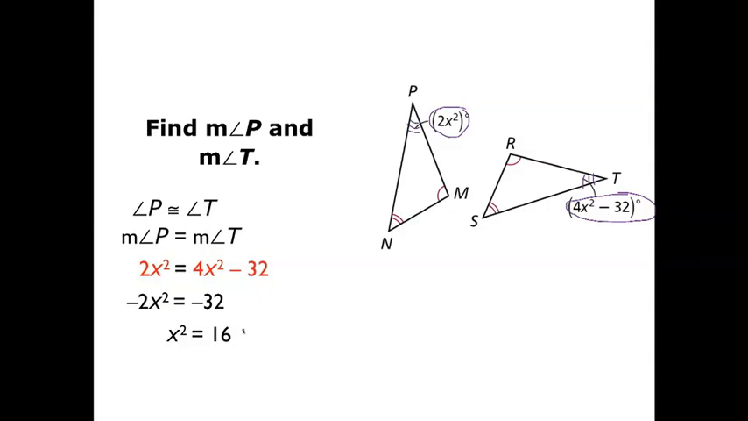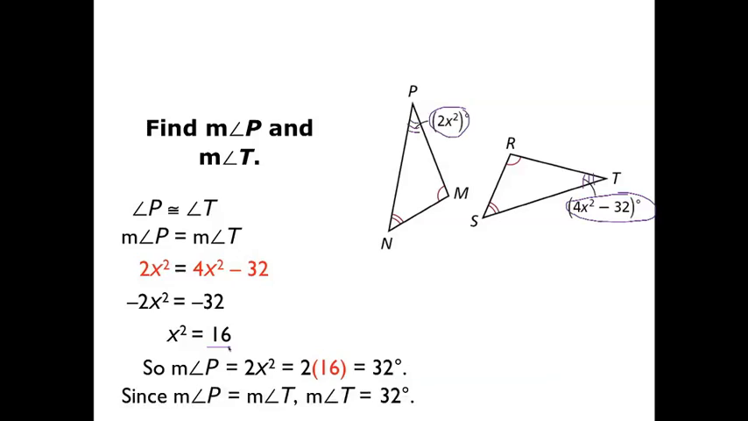Okay? Now it asks me to find the measure of angle P and the measure of angle T. So first you think, well, I've got to now take the square root. But if you look back at the measure of angle P, it is 2 times x squared. Not 2 times x, 2 times x squared. I know what x squared is. It's 16. So 2 times 16 is 32. So the measure of angle P is 32, which means the measure of angle T is 32, since they're congruent.